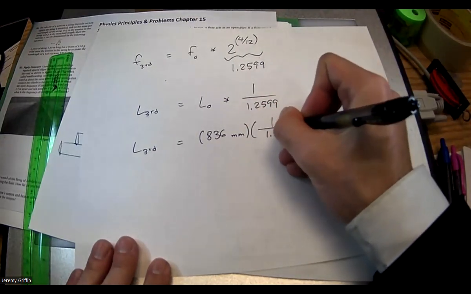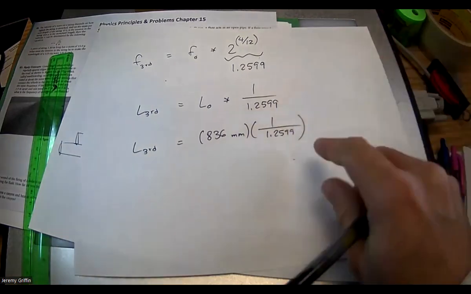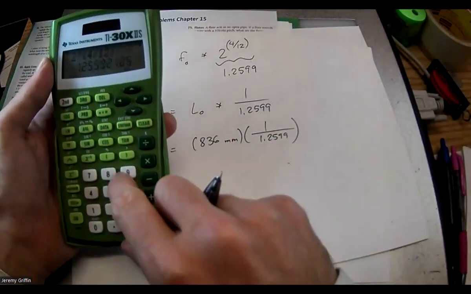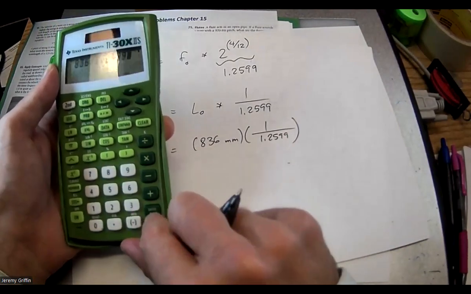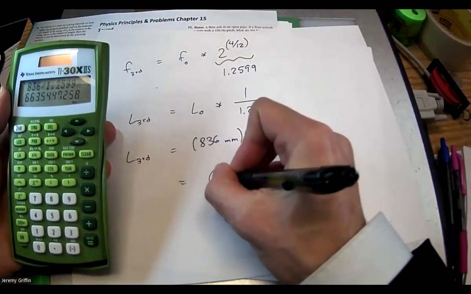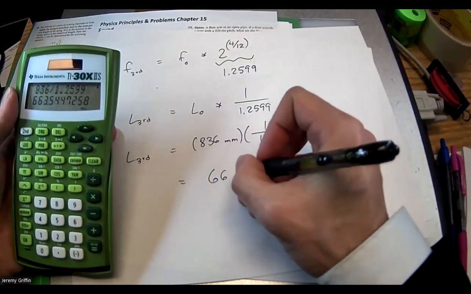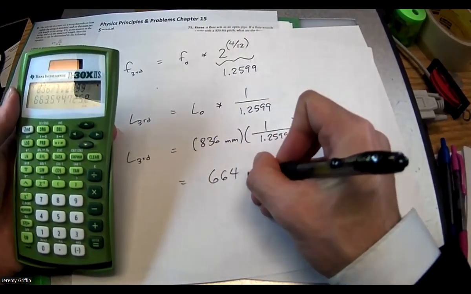Under 1.2599. All right, so 836 over 1.2599. Okay, so we're looking at 663.54. Maybe I'll round it up a little bit. 664 millimeters, let's call it.